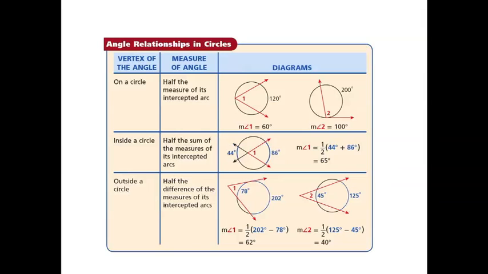And then when my vertex is on the outside of the circle, as in this third case here, whether it's a tangent and a secant, or two secants, or two tangents, then that's where I'm going to be subtracting the two intercepted arcs and cutting that in half. So my rule applies consistently based on where the vertex angle is. So you can use this chart to help you keep that straight. So pause the video if you need a little time on that.